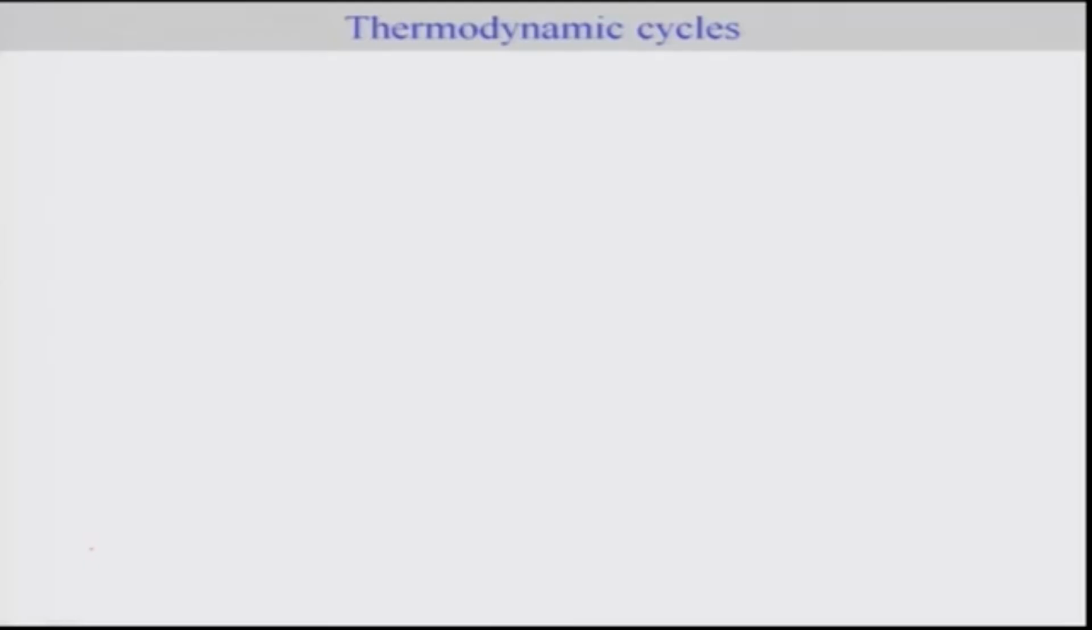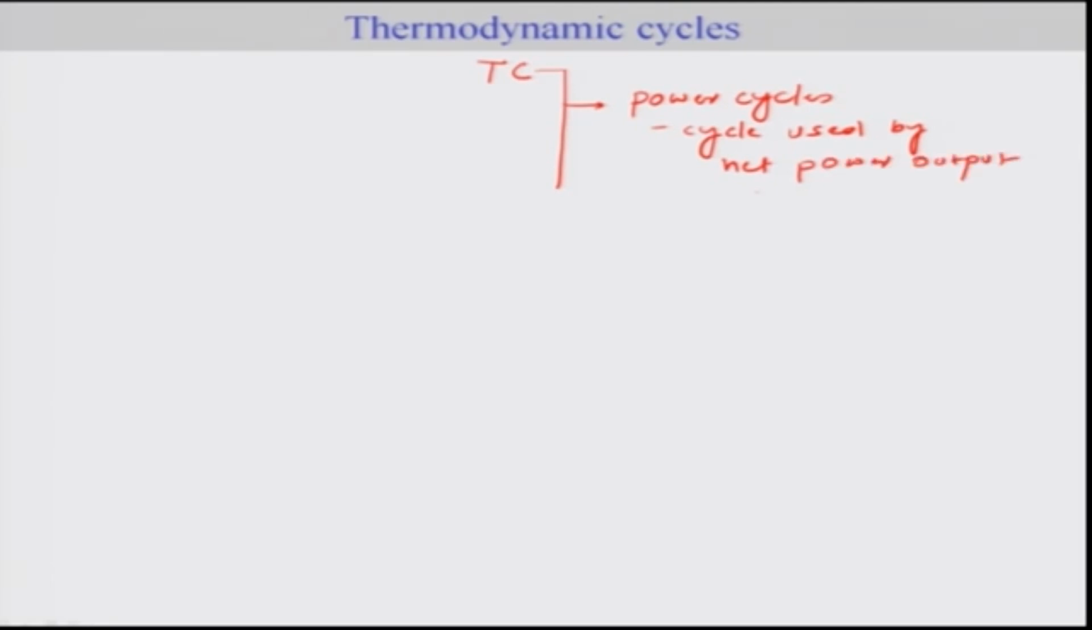Okay, before we start, let us look at the definition, in general, of the different forms of thermodynamic cycle. So for a thermodynamic cycle, let's say TC, you can make use of it for power cycles. We are going to say power cycle for those where the cycles are used by net power output devices. Okay, so that will be your power cycle.